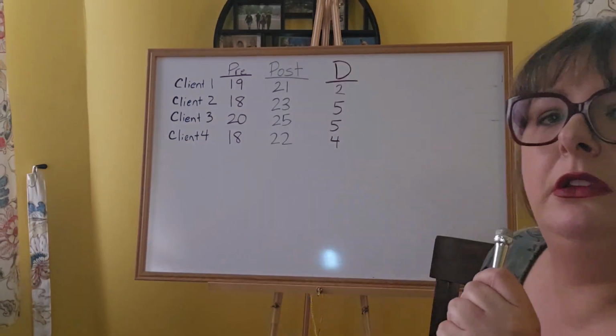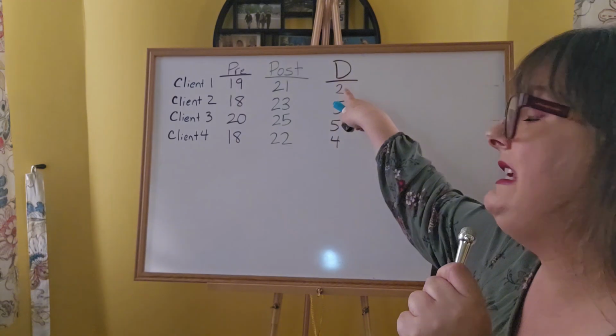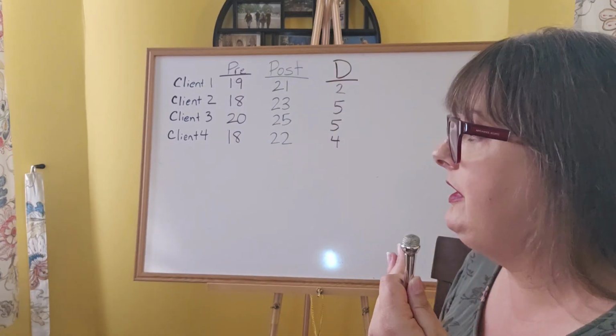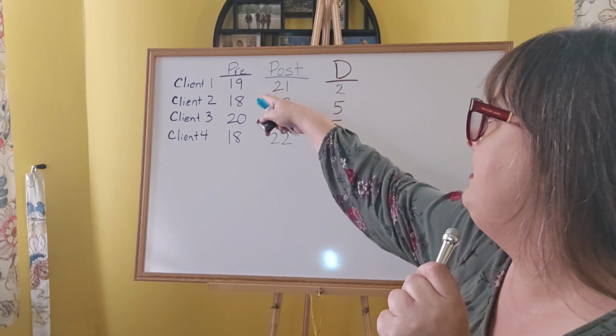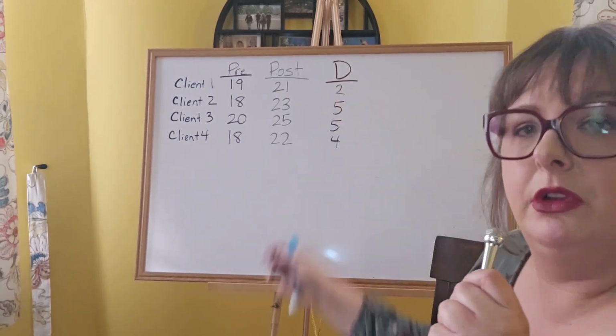So I have computed a new column with capital D as the label. Capital D is a pretty common abbreviation for a difference score. And so this is just like 21 minus 19 equals 2. That's how we got this score of 2.